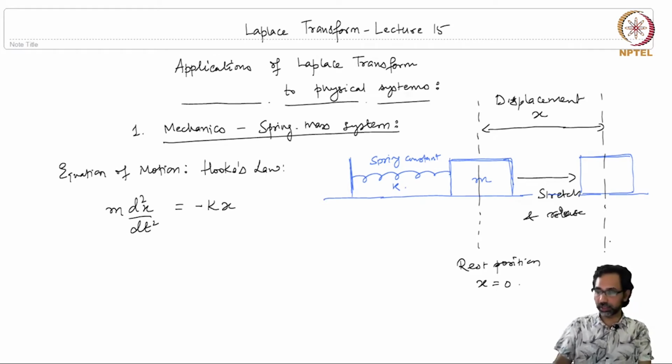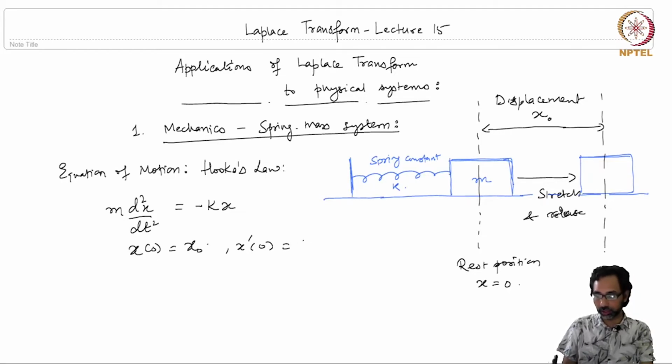If you displace the body and you release it, then the equation of motion is given by Hooke's law, which is an ordinary differential equation, and you will have some initial conditions. So x(0) equals, say, x naught, the displacement at time t equal to 0, and x prime (0) is, let's say, 0. So the velocity of this mass m is 0 when you have stretched it and released it. You can also have some other constant here. So that's the basic equation for Hooke's law.